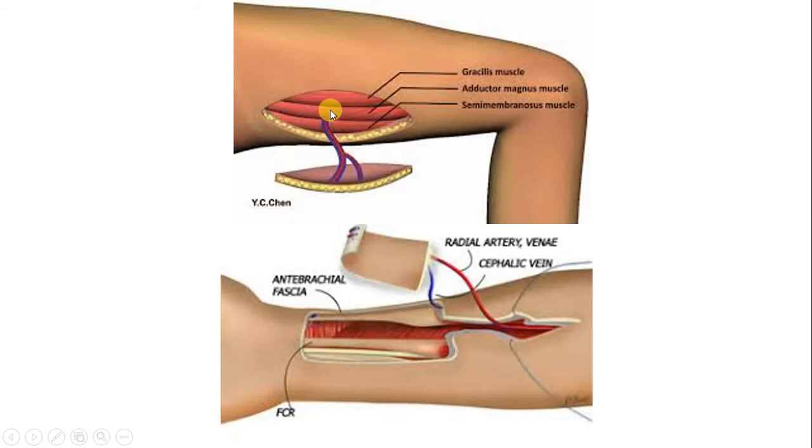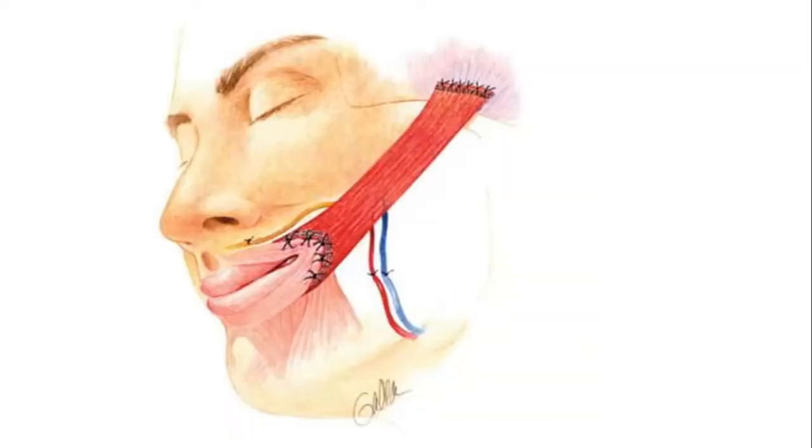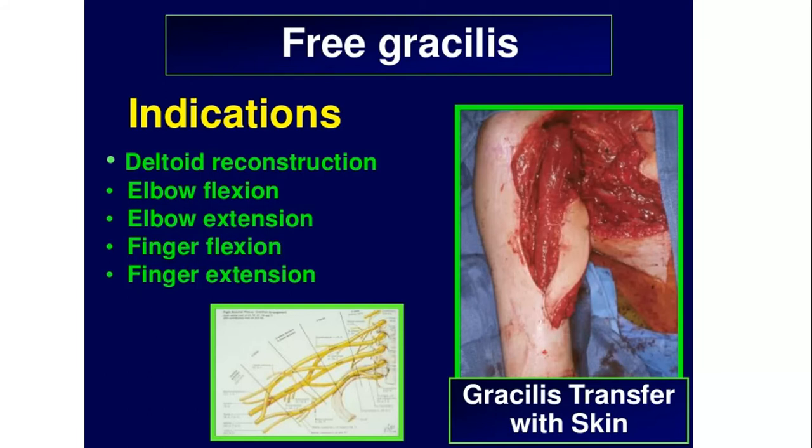Here you can see this is the gracilis muscle on the medial side of the thigh. Along with that is the adductor magnus muscle, which is very strong. Here is the gracilis, here is the adductor magnus, very strong adductor of the thigh. So this muscle can be taken without impairing the adductor function of the thigh, and this muscle can be used. Obviously, this will be taken with its blood supply, and this can be used to replace the deltoid, for reconstruction, elbow flexion, elbow extension, finger flexion, and finger extension. Here this muscle can be used.